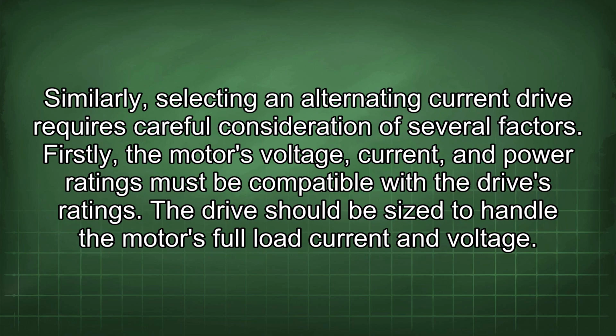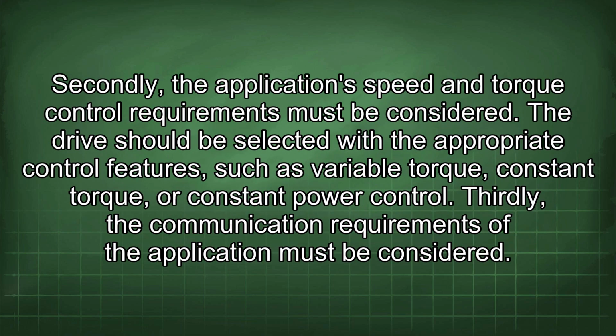Similarly, selecting an alternating current drive requires careful consideration of several factors. Firstly, the motor's voltage, current, and power ratings must be compatible with the drive's ratings. The drive should be sized to handle the motor's full load current and voltage. Secondly, the application's speed and torque control requirements must be considered. The drive should be selected with the appropriate control features, such as variable torque or constant power control.